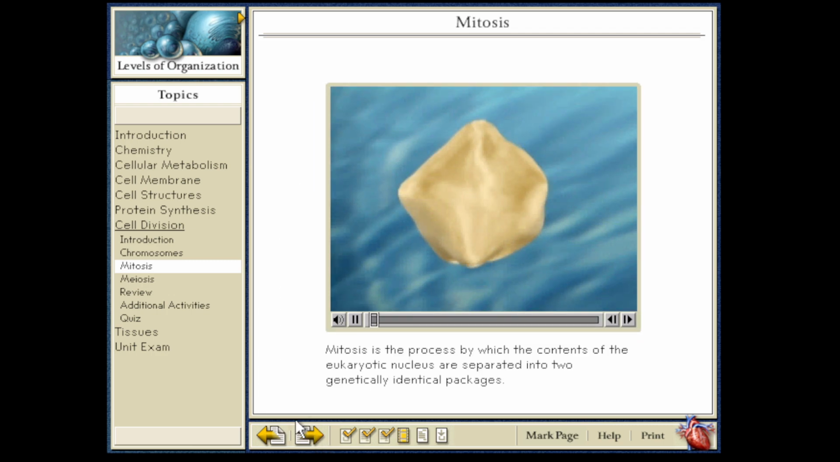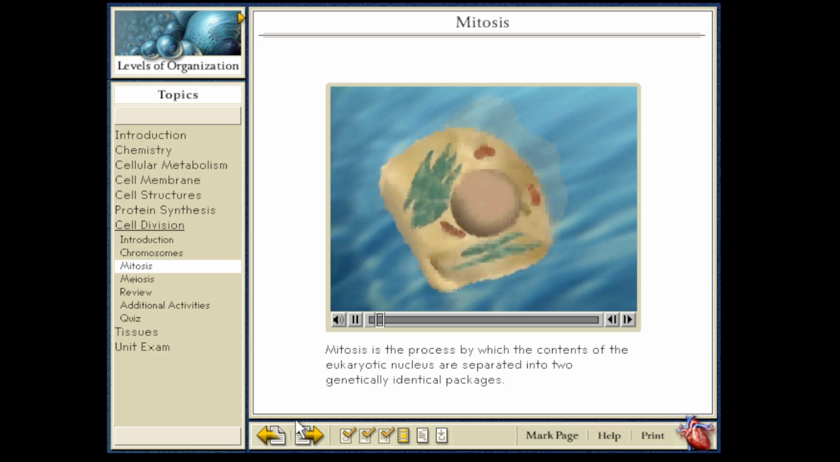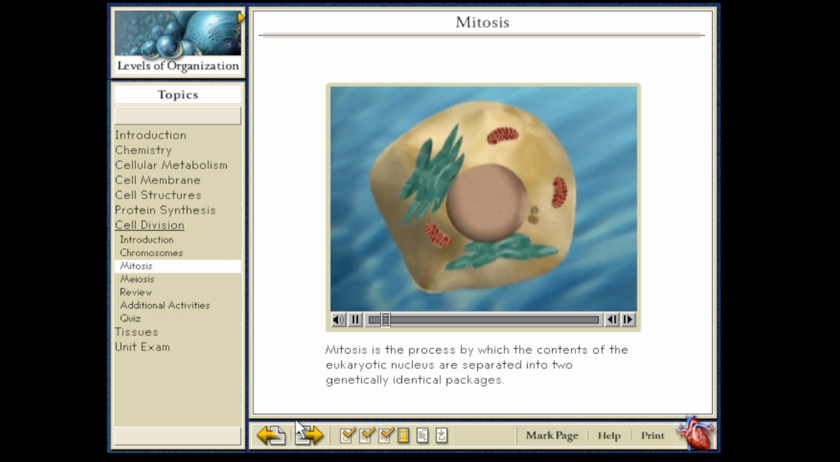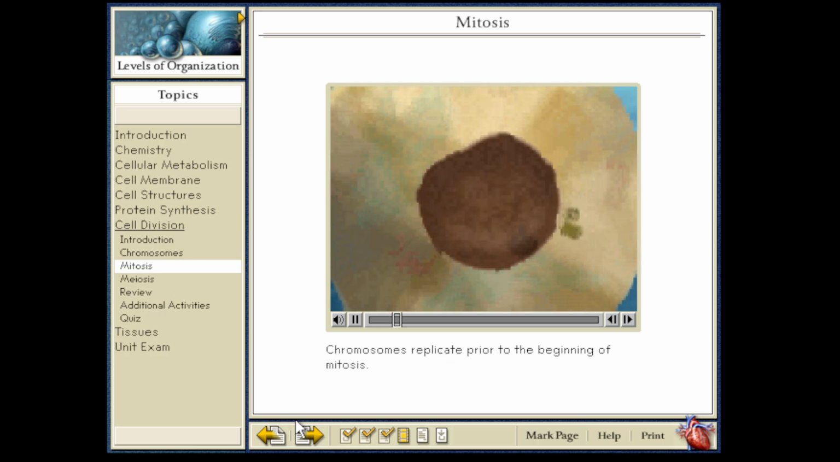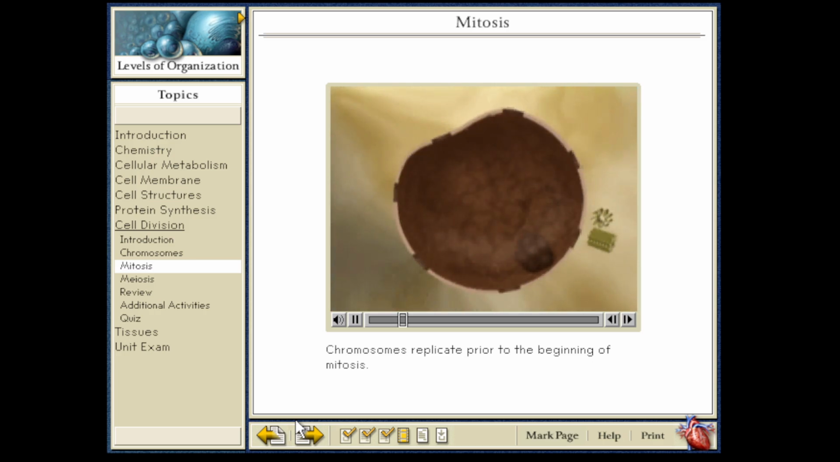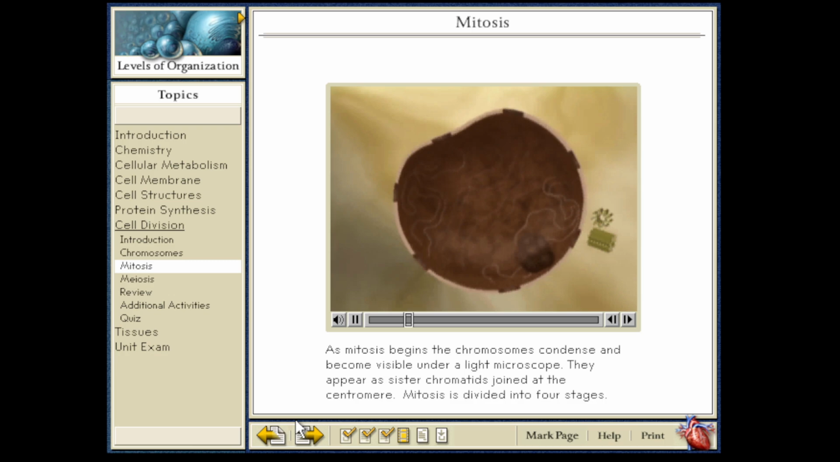Mitosis is the process by which the contents of the eukaryotic nucleus are separated into 2 genetically identical packages. Chromosomes replicate prior to the beginning of mitosis. As mitosis begins, they condense and become visible under a light microscope. They appear as sister chromatids joined at the centromere.